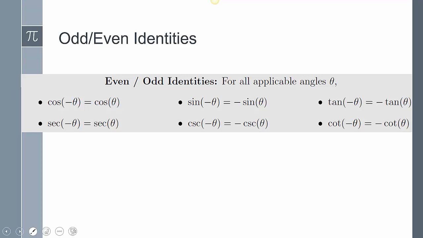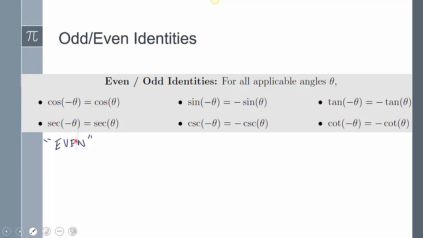Now these are our even and odd identities. If I have a negative inside of a cosine or a secant, it's the same as if there is no negative. If I have a negative inside of a sine or cosecant, it's the same as if it were on the outside instead. The same goes for tangent. So we need to know these identities as well.